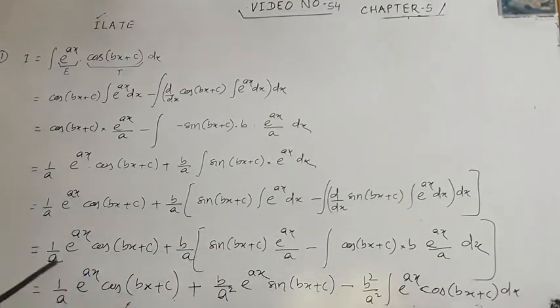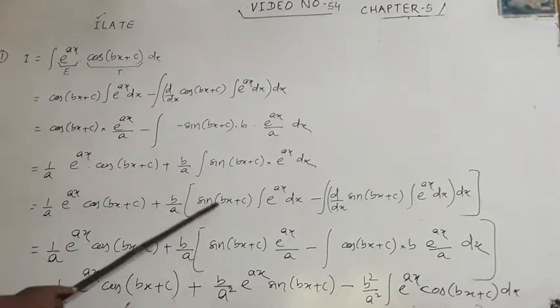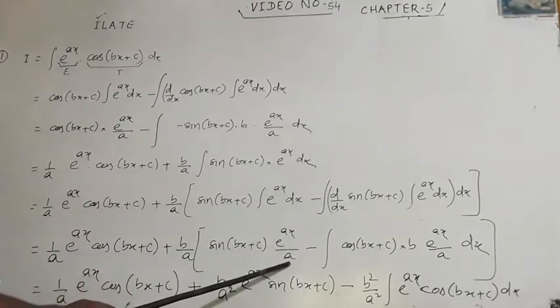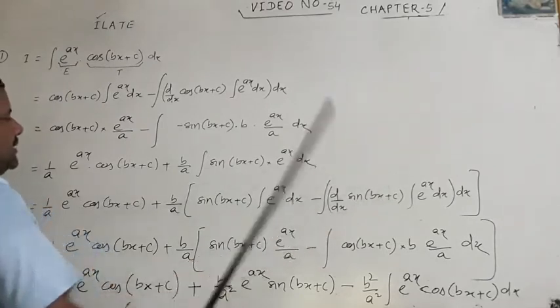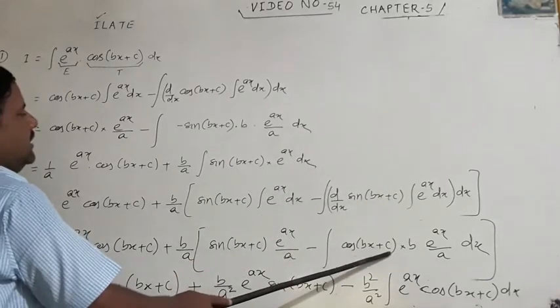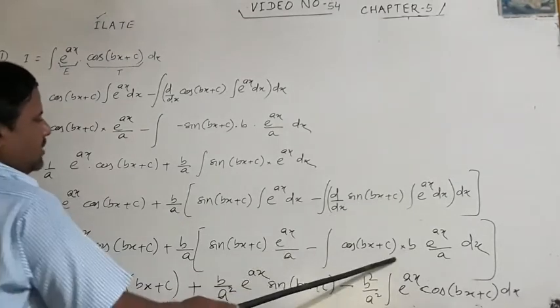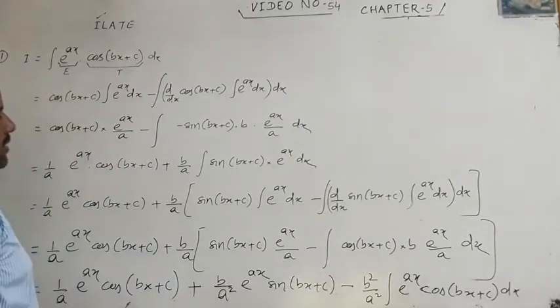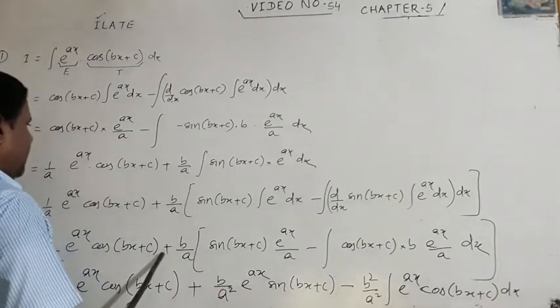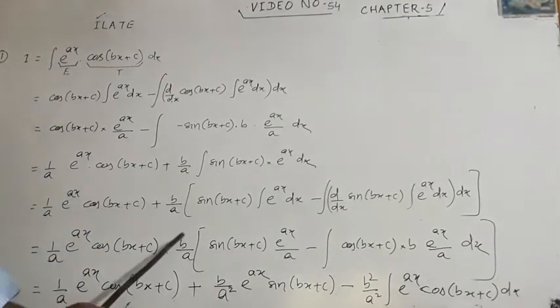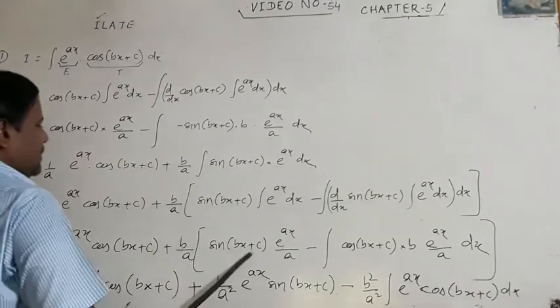Now writing this in this form, plus b by a. Now take this bracket: it is sin(bx plus c), integration of e to the power ax is e to the power ax by a, minus, what is the derivative of sin(bx plus c)? It is cos(bx plus c) into derivative of bx plus c, that is b. So cos(bx plus c) into b, and integration of e to the power ax is e to the power ax by a. Now when I expand it, it becomes b by a sin(bx plus c). I am opening it, multiplying b by a to this term and this term.